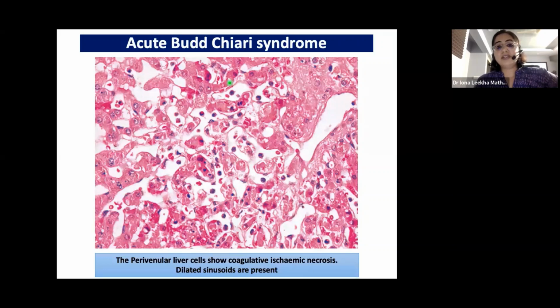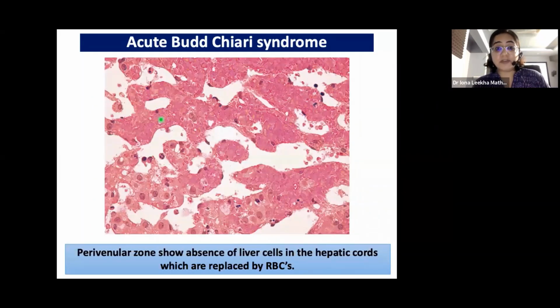There is marked sinusoidal dilatation, as you can see, followed by the liver cells showing some ischemic necrosis where you can barely see the nuclei in some of the hepatocytes. Again, you have the absence of liver cells in these hepatic cords. On your left hand side, you can see the liver tissue, which is viable hepatocytes.